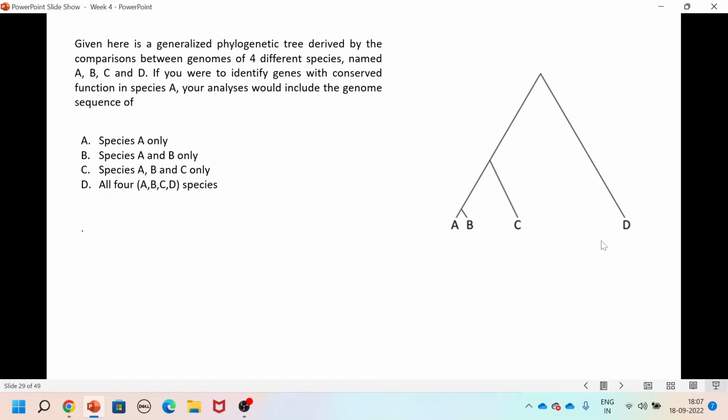of four different species named A, B, C, and D. Now, if I want to identify the genes with conserved functions in species A, for what species should I analyze the genome sequence? Should I analyze the genome sequence of species A only, or should I acquire the genome sequences of species A and B, or A, B, C, or all four, A, B, C, and D?